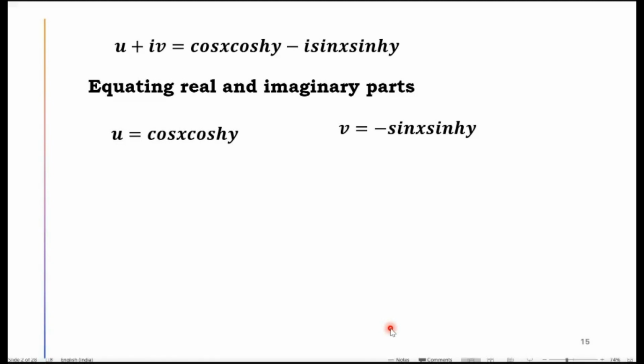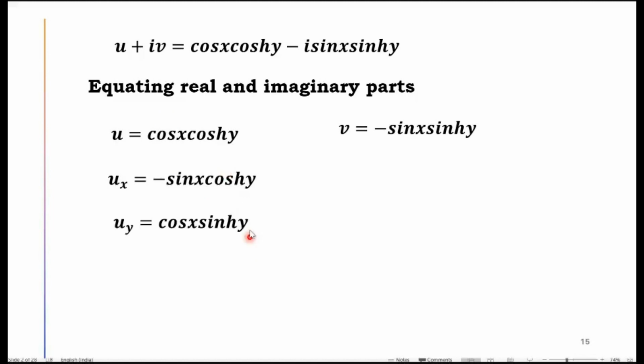Okay. There is no minus sign when we differentiate cos hyperbolic. Similarly, the derivative of sin hy is cos hy. Nowhere do we get a minus sign when we differentiate or integrate sin and cos hyperbolic functions. So ux will be, now the derivative of cos is minus sin, but the derivative of cos hyperbolic is sin hyperbolic only. So ux is minus sin x cos hy and uy is cos x sin hy.